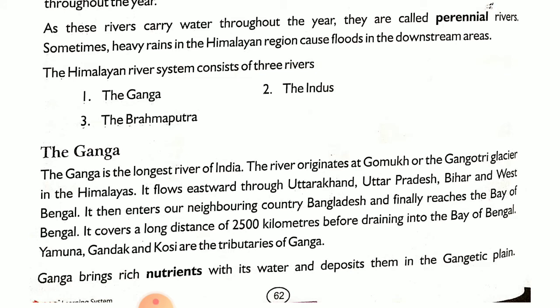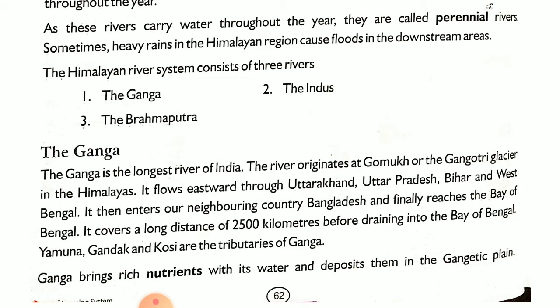Now we will talk about from where the river Ganga originates. कि कहाँ से ये originate होती है बेटा. The river originates at Gomukh and Gangotri glacier in the Himalayas. बेटा, हिमालय में जो एक ग्लेशियर है, the name of the glacier is Gomukh and Gangotri. So it originates from the Gomukh and Gangotri glacier. It flows eastward through Uttarakhand, Uttar Pradesh, Bihar and West Bengal.